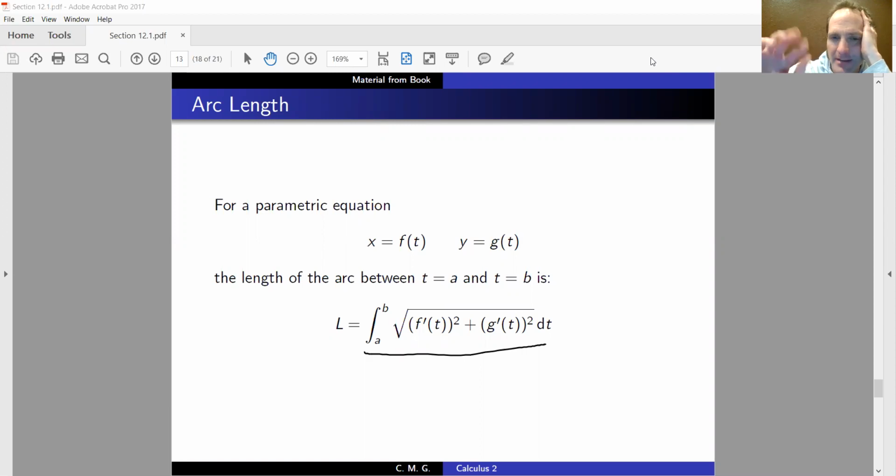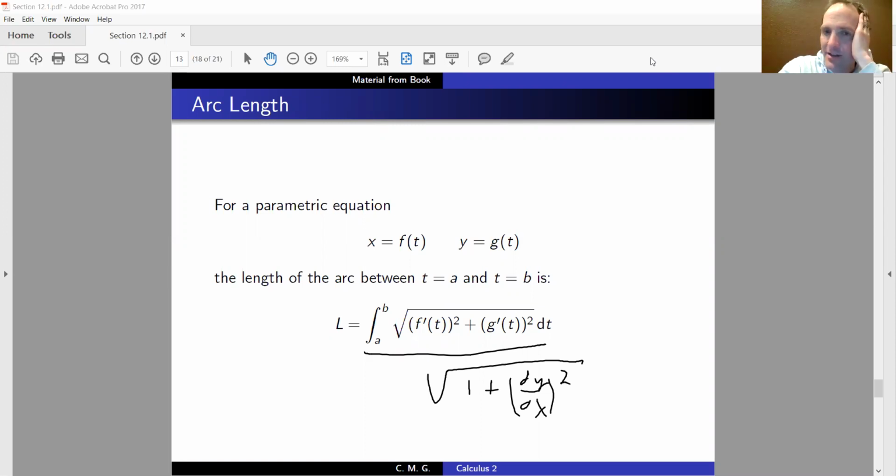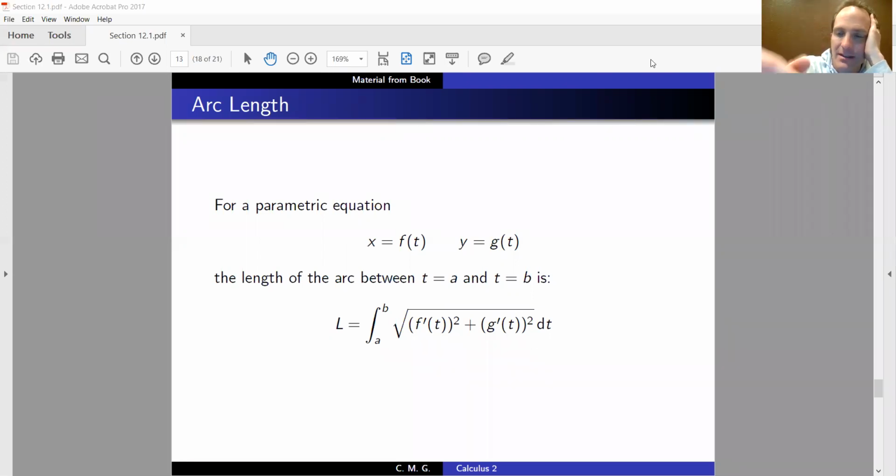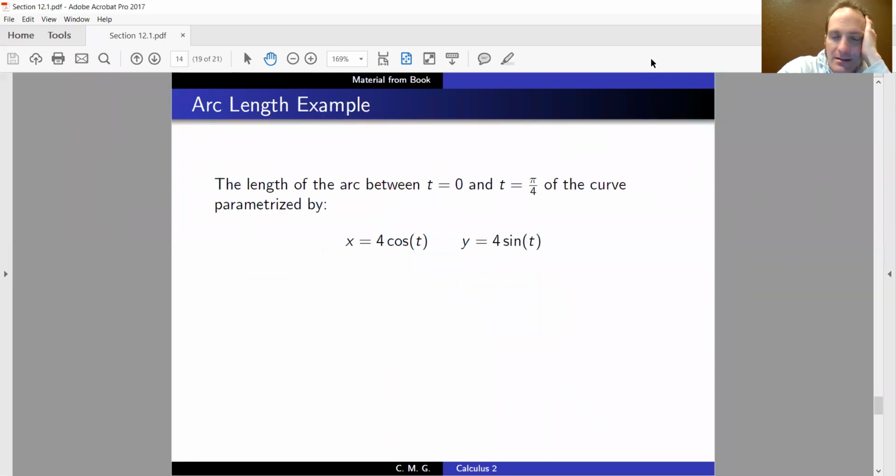You can think about this a little bit in the other form of this thing. I have 1 plus dy/dx squared. But in our case, dy/dx is just g prime over f prime. So it makes sense that you can separate the f prime and the g prime in your sum when you do this integral. It's kind of cool. So you can separate those two and not have to do this dy/dx thing to figure out the arc length. So let's do an example.